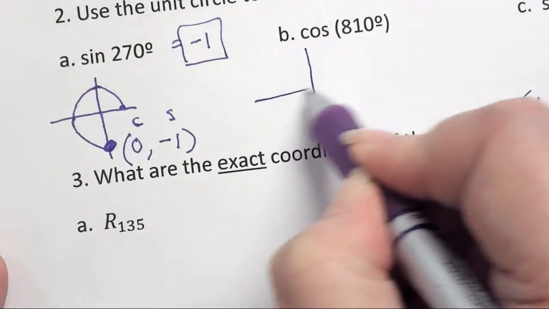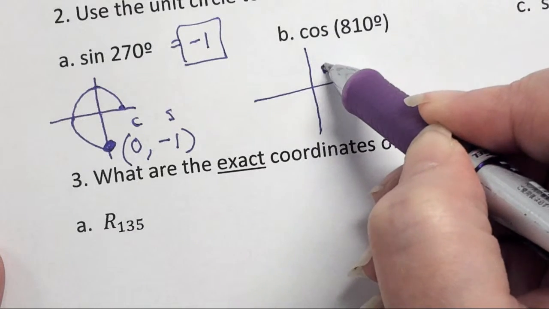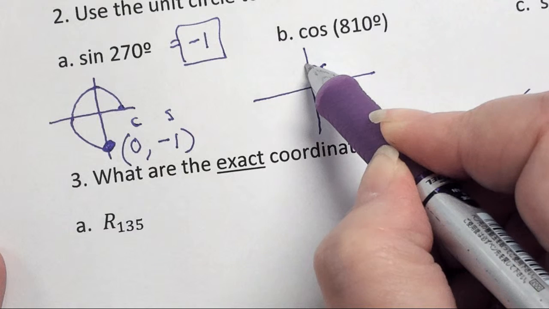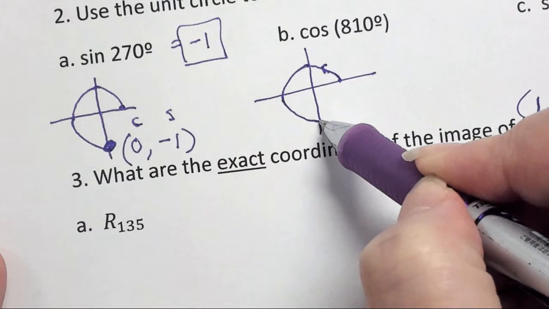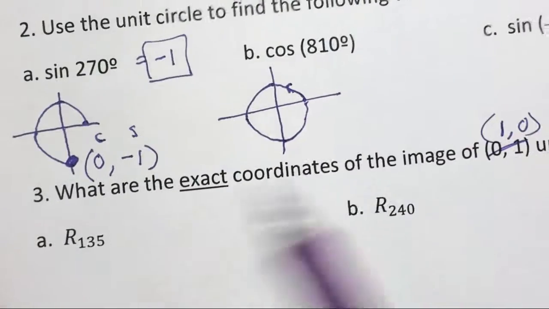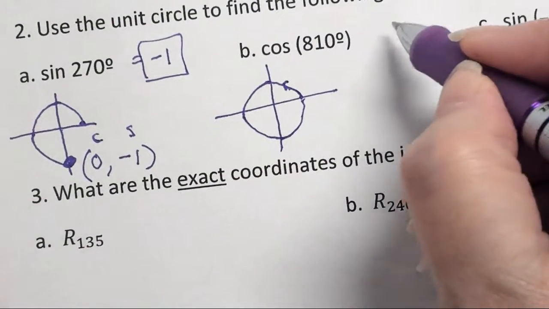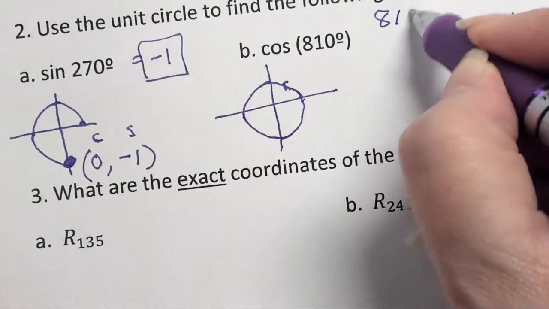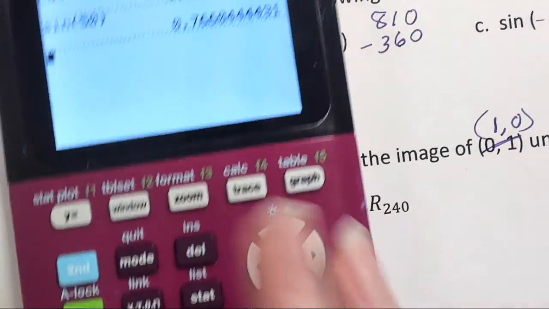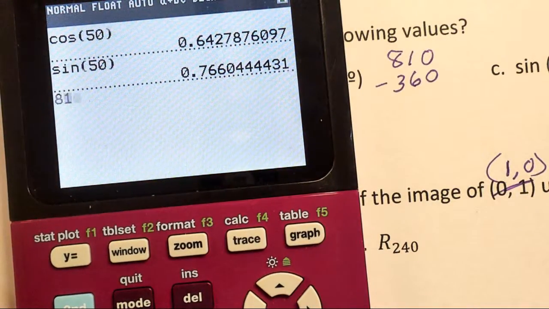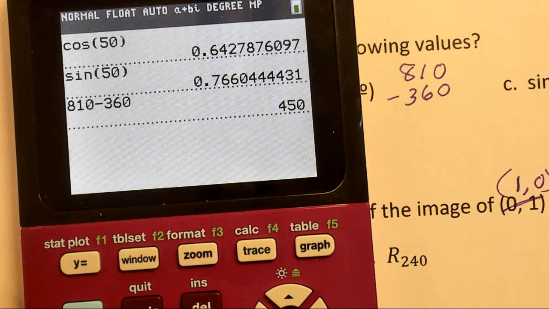Eyes up here now. If I go again, it's positive, so positive direction is this way, right? So if I go to here, it's 90, and then 180, 270, 360. So every time I go around the circle, it's 360. So in your calculator, or in your head, you can take your 810 and subtract 360. So you have your 810, and I'm going to subtract my 360, and I get 450.